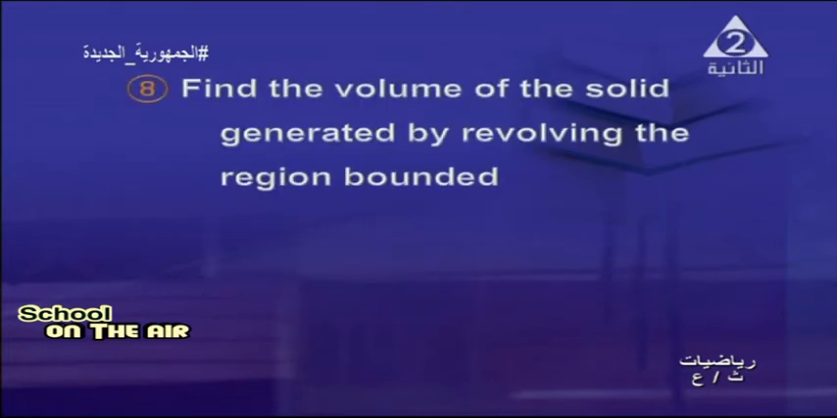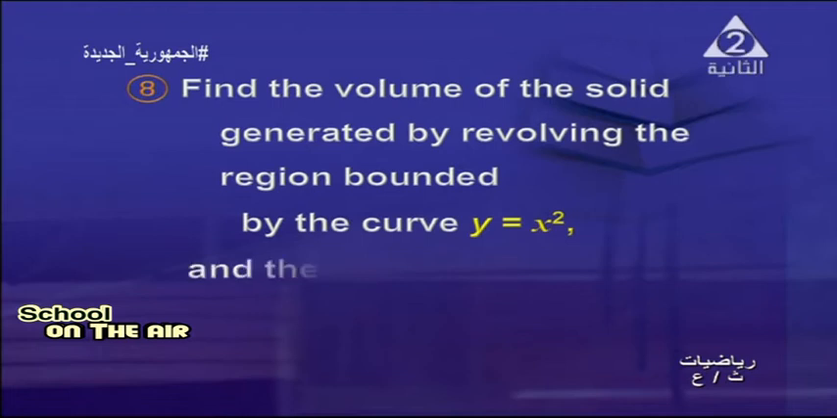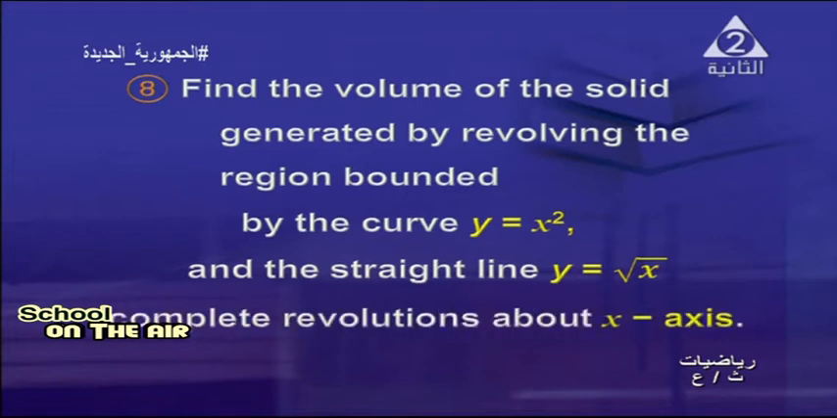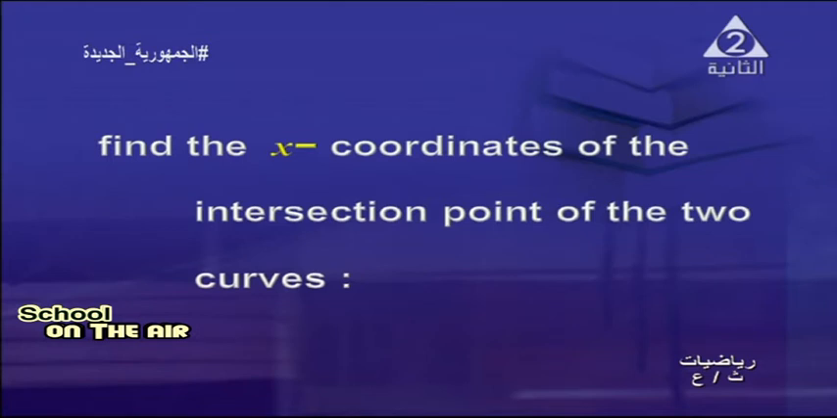Number 8. Find the volume of the solid generated by revolving the region bounded by the curve y equals x power 2 and the straight line y equals square root of x, complete revolution about the x axis. Now we have two curves, y1 and y2. y1 equals x power 2 and y2 equals square root of x.